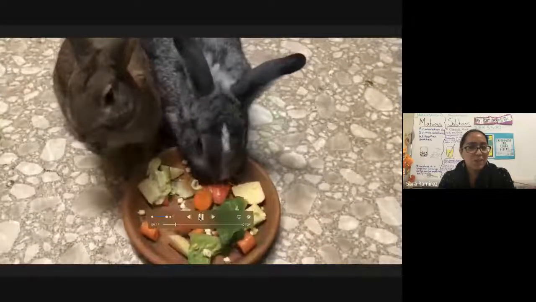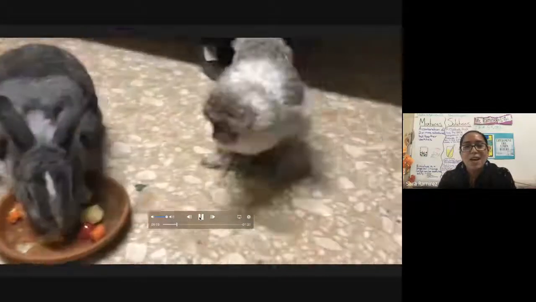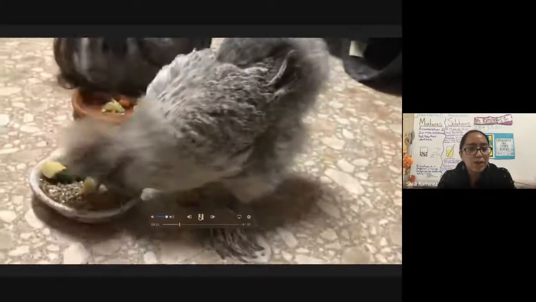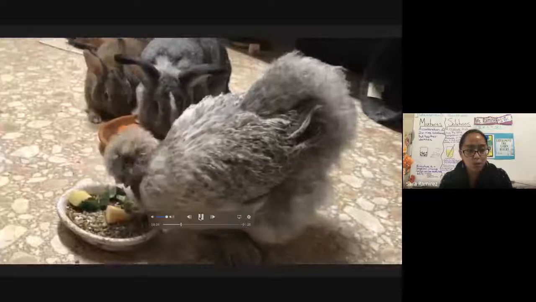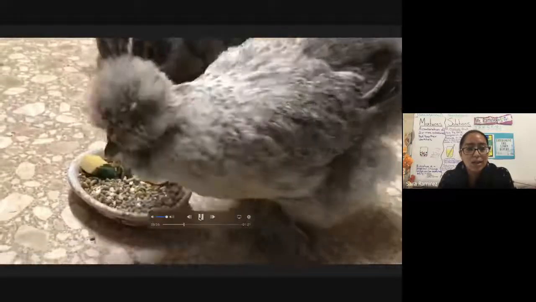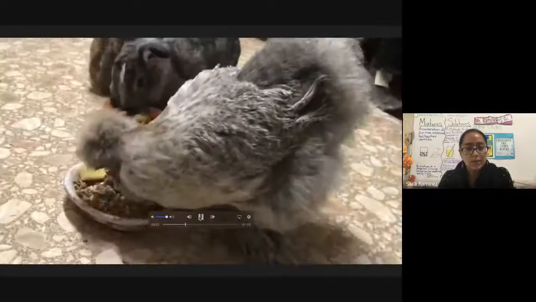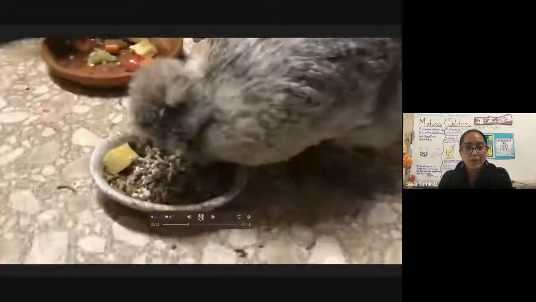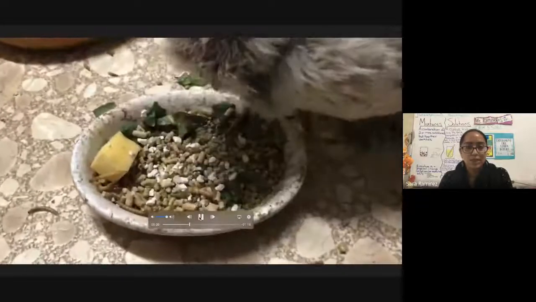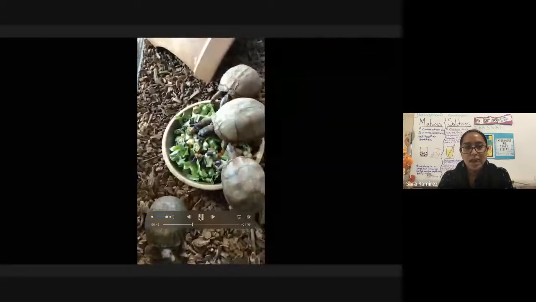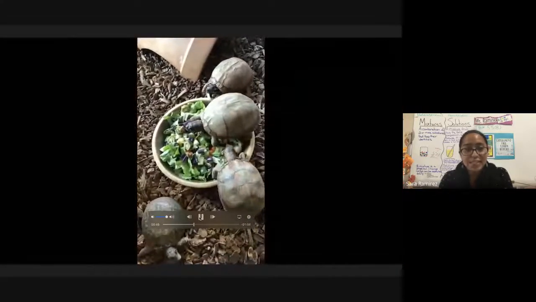You might have even heard Pepper the chicken in the background. Pepper the chicken is eating her own little mixture of freeze-dried mealworms, those long brown worms that you see, food pellets, and then the white dots are grit. She's also eating fruits and veggies as well. Then we have our box turtles. They are also eating a salad mixture.